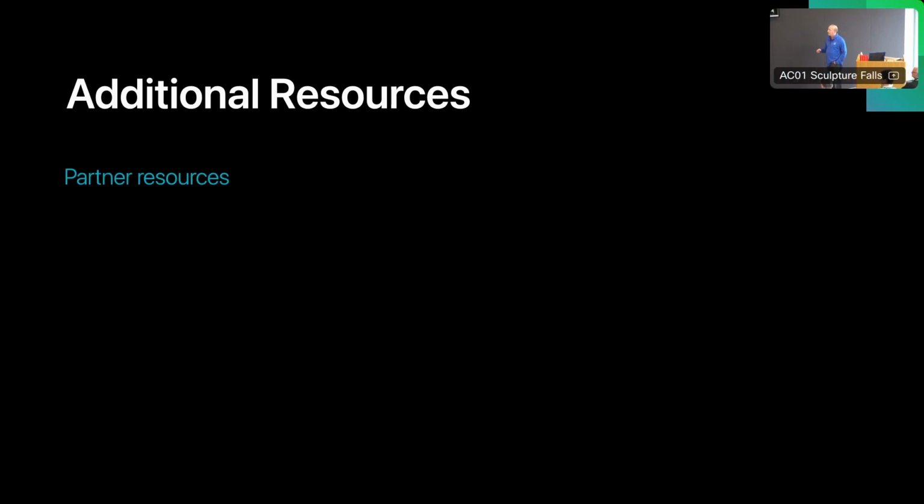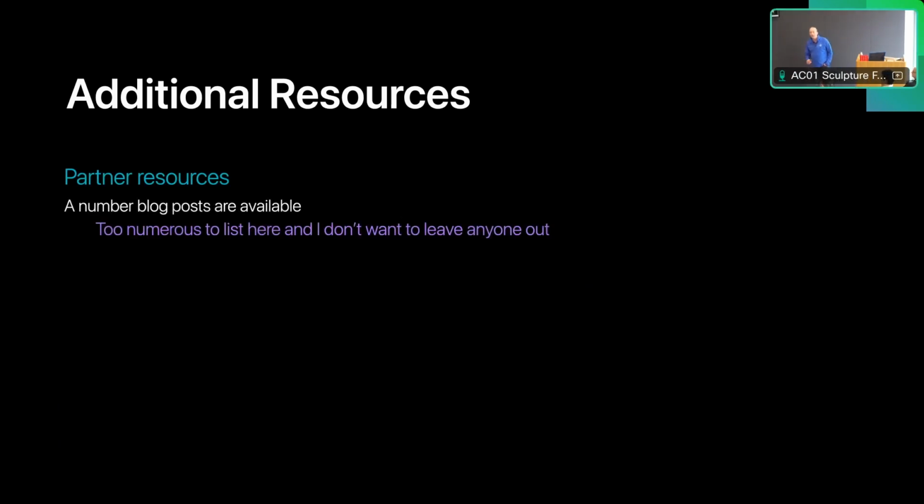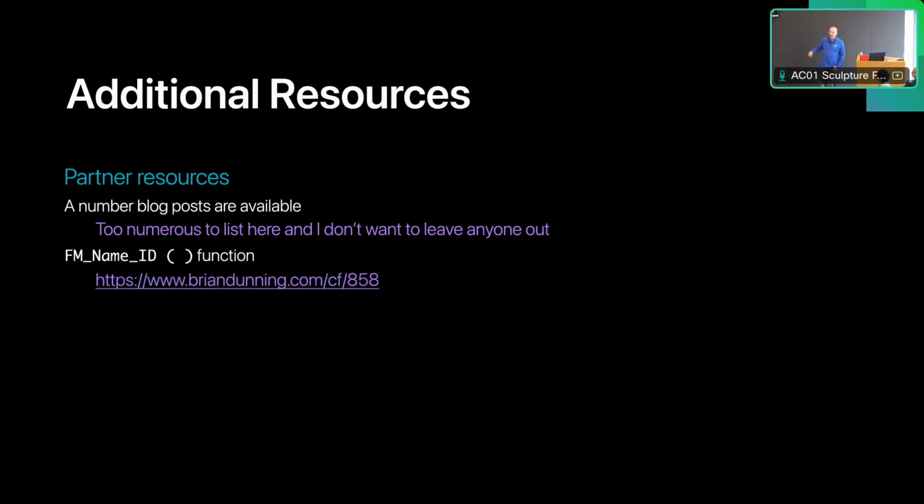There are also a number of partner resources. There are a lot of blog posts available by many, many developers. I didn't want to risk offending anybody by leaving somebody off the list, so I didn't list them here. But if you Google search or go to the FileMaker Community and search there, you'll be able to pull up quite a few resources if you need more details. And if you're interested in that NameID function, you can find it on Brian Dunning's custom function website. There may be other places where you can get that as well.